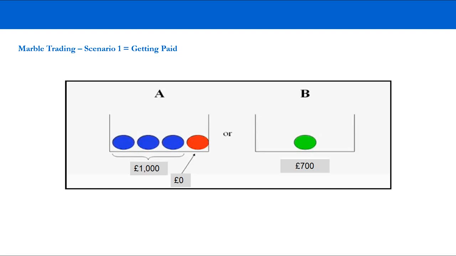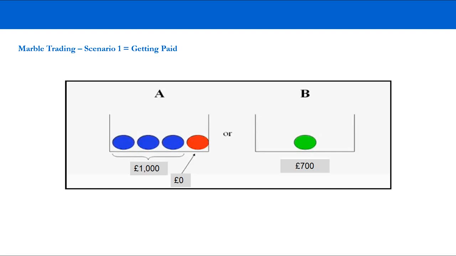In box A, there's 3 blue marbles and 1 red marble. So 4 marbles in total. In box B, there's 1 marble, and that marble is green. Now, you've got to put your hand in the box to pick the marble. You only get 1 shot in this game. So you're allowed to pick from either box and pick 1 marble.